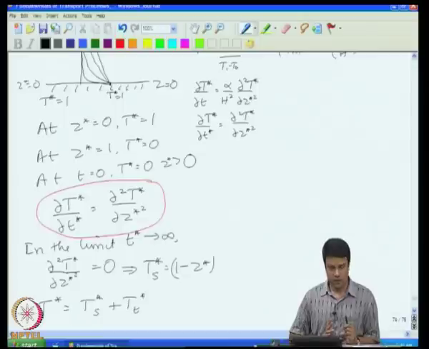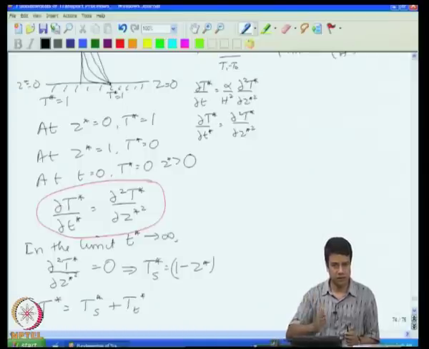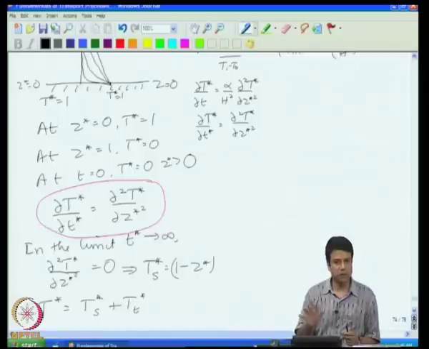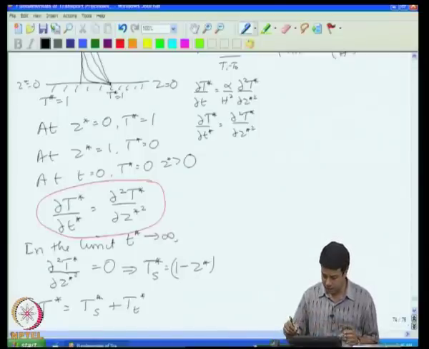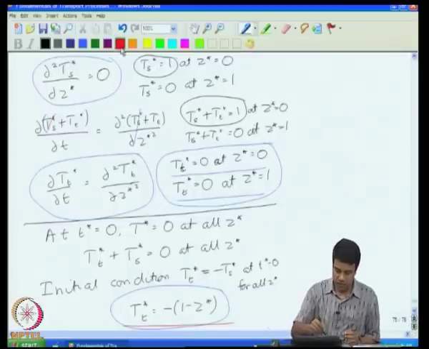So, I separated out the transient part from the steady part. The steady part is what is there in the limit as t goes to infinity. The transient part is the correction to the steady part as I am approaching infinity. As time starts from 0 and time progresses, there is a steady part which is going to reach in the long time limit, and there is a transient part which is the difference between the actual temperature and that steady part. And the reason I did that correction was because I wanted to get homogeneous boundary conditions for t star at both boundaries here.